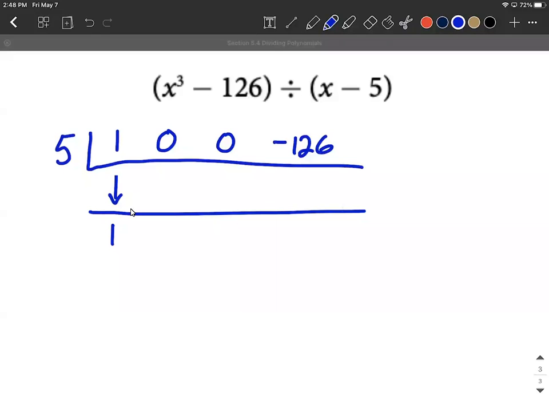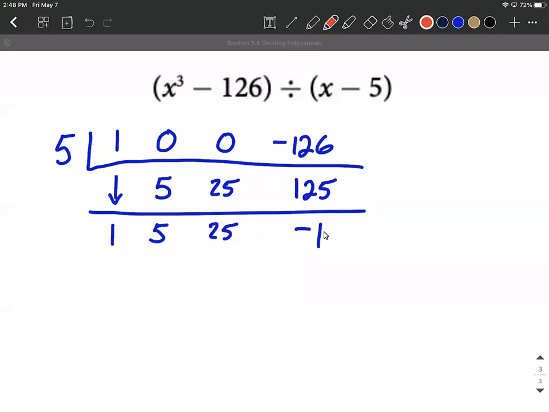So 5 times 1 is 5. That goes in this spot. Then we add vertically. So 0 plus 5 is 5. Back to multiplying. 5 times 5 is 25. Adding 0 plus 25 is 25. Multiply. 5 times 25 is 125. Back to adding, negative 126 plus 125 is negative 1.